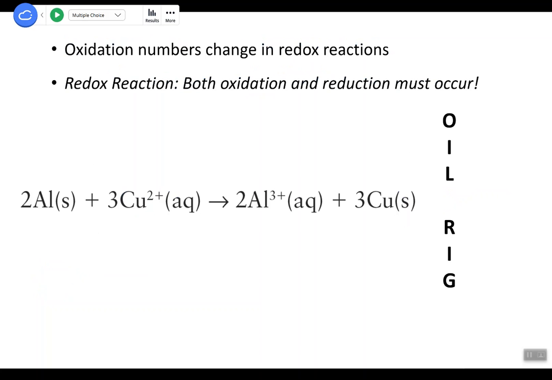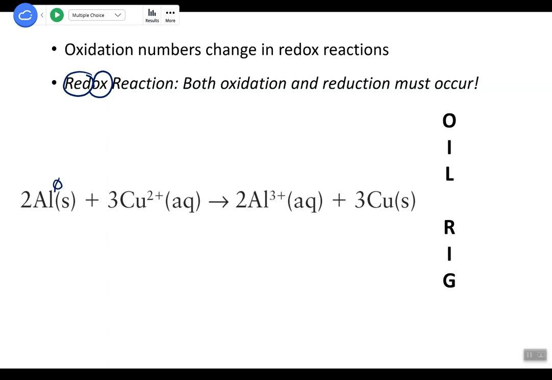We need to assign oxidation numbers so that we can do other interesting things, like analyze a redox reaction. So, as the name implies, redox means that something is being reduced and something is being oxidized. Let's look at what those terms mean and identify in a reaction what's being oxidized, what's being reduced.